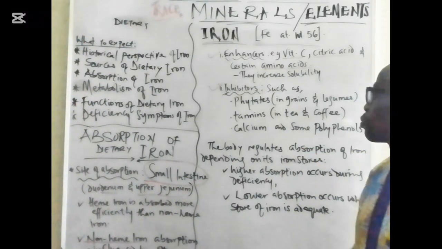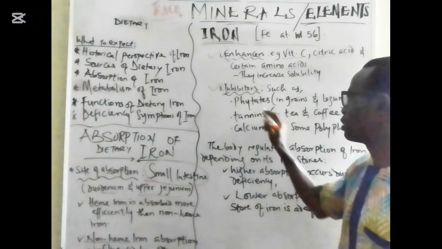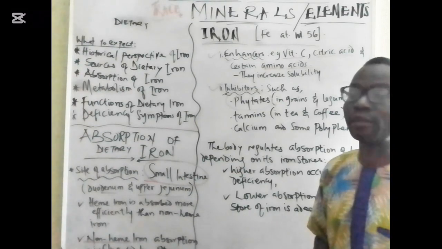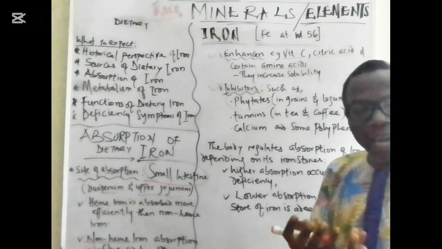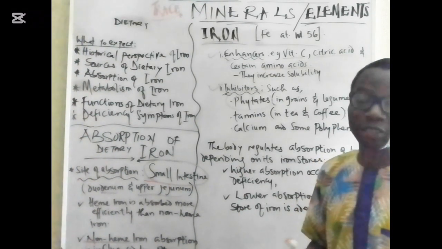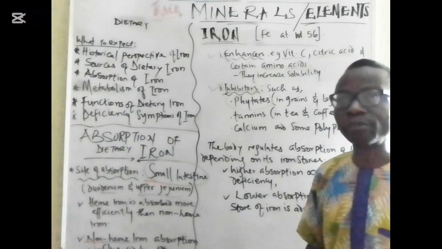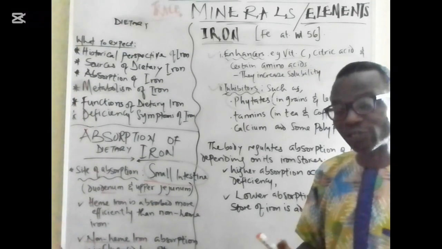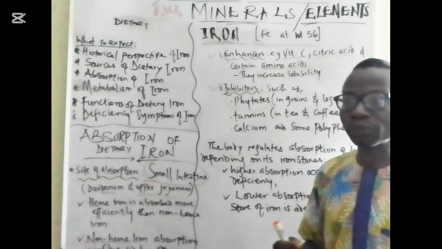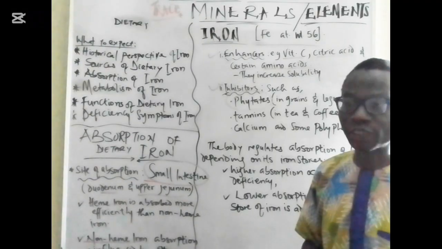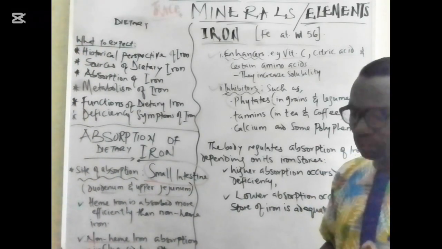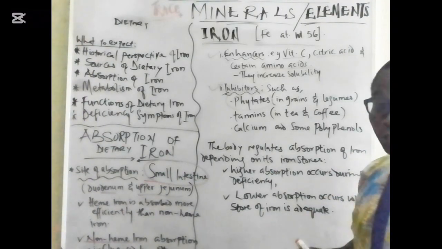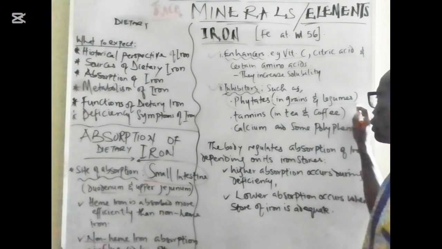Now, let's go to the inhibitors quickly. For example, you have the phytates. Now, what are the phytates? Phytates are a type of plant secondary metabolites. They have the capacity to reduce oxidative stress. And one of the things is that they are usually found in grains and legumes.